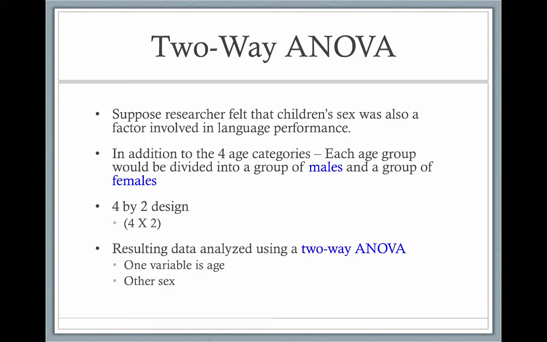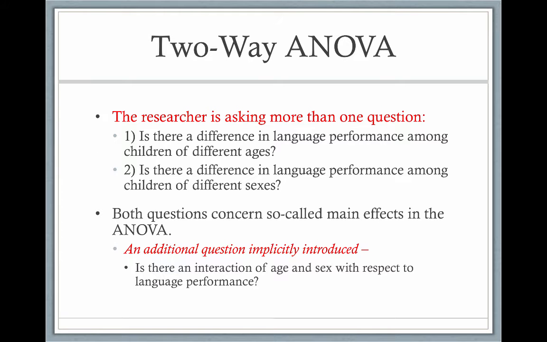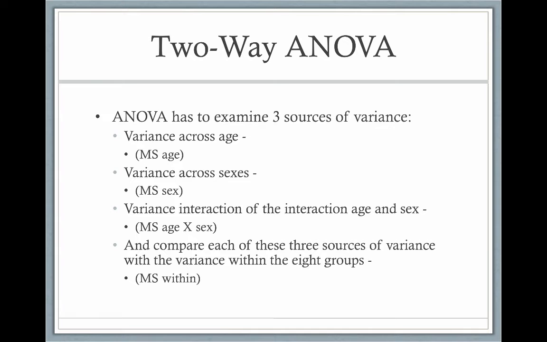The resulting data is analyzed using a two-way ANOVA, where one variable is age and the other is sex. The researcher is asking more than one question. First, is there a difference in language performance among children of different ages? Second, is there a difference in language performance among children of different sexes? Both questions concern so-called main effects in the ANOVA, but there is an additional question which is implicitly introduced. Is there an interaction between age and sex with respect to language performance?